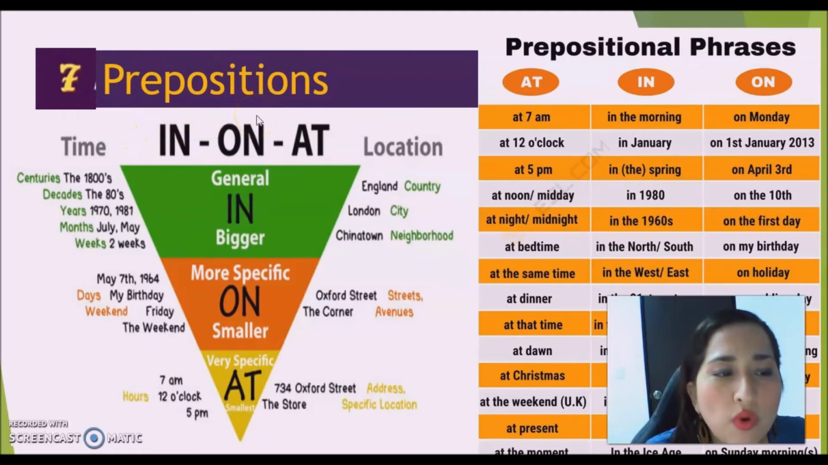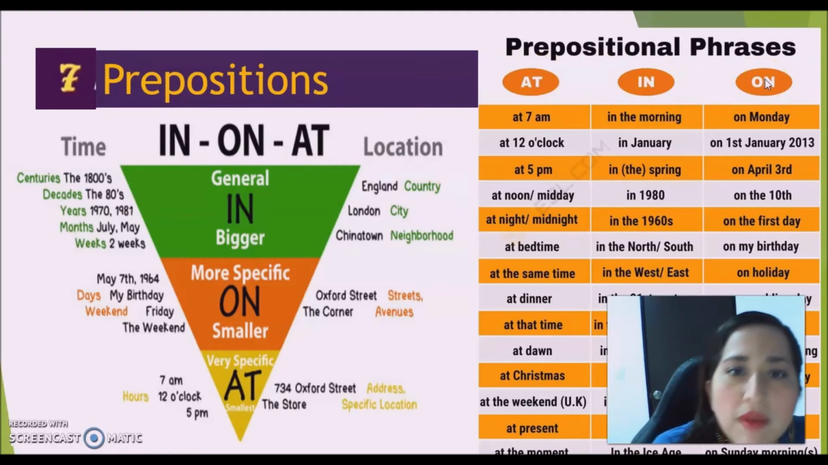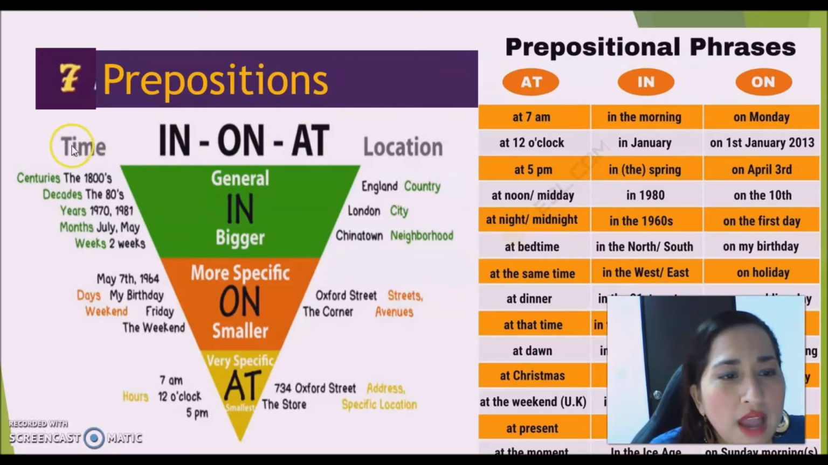It's very important to remember that we have these kinds of prepositions in English, and it's very common that you find them in the exam. At, in, on. You have to remember in what cases you can use them. We use them when we talk about time and location. We use in when we talk about time in general.